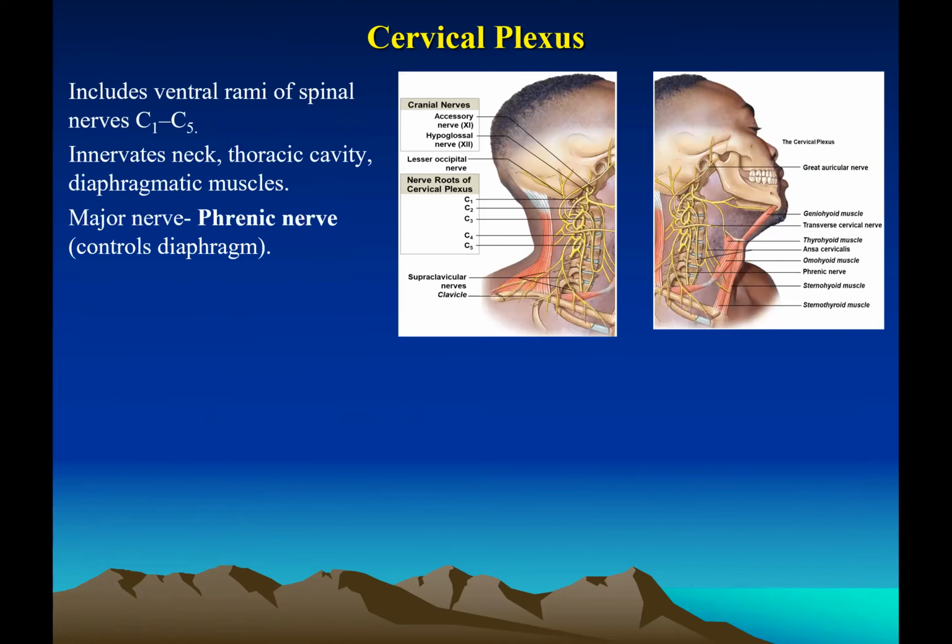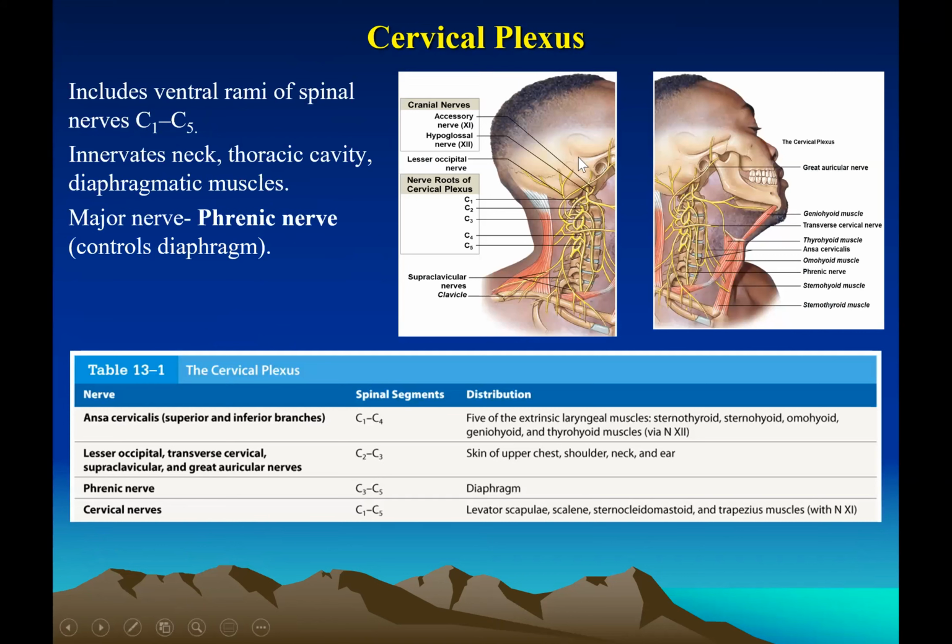If you study the cervical plexus, it includes the ventral rami of spinal nerves C1 to C5. They innervate the neck, the thoracic cavity, and the diaphragm muscles. The most important nerve is the phrenic nerve. It dips down straight and it innervates the diaphragm. Phrenic nerve is for the diaphragm. That is a very important nerve found in the cervical plexus.